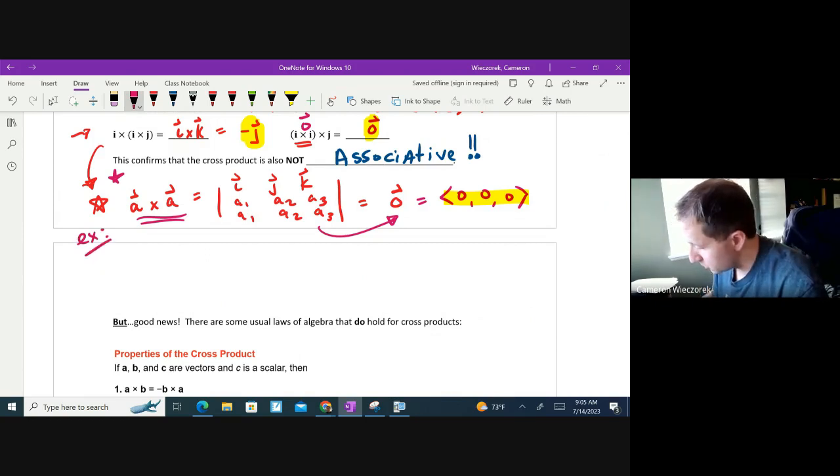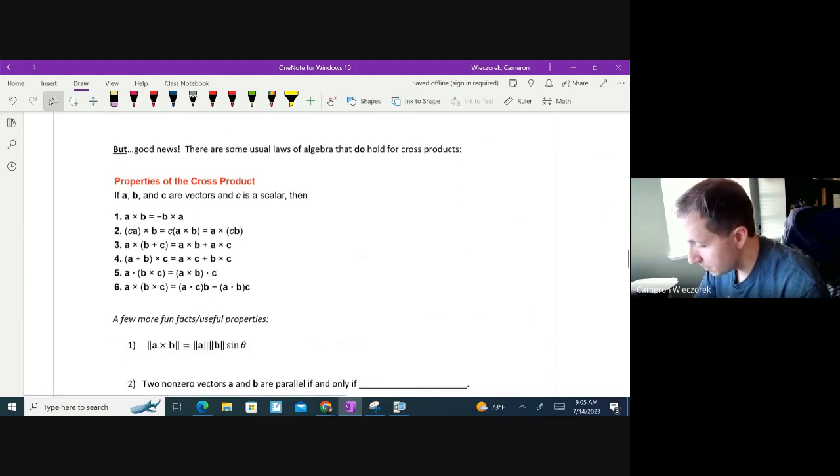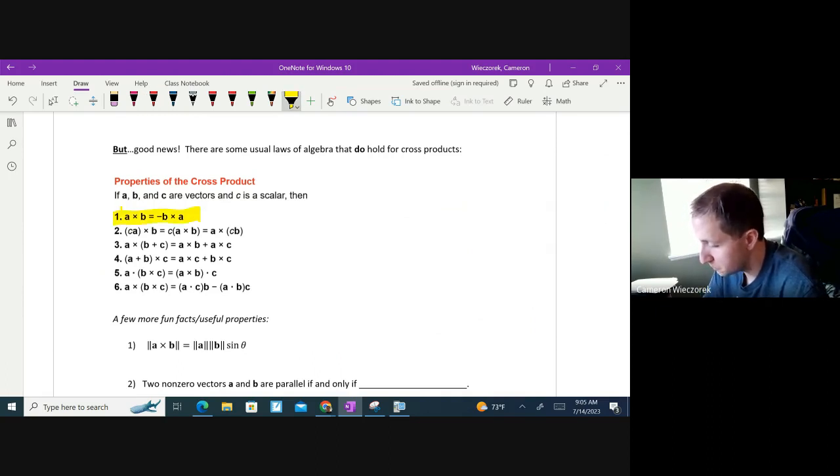There are some laws of algebra that do hold, and you can maybe pause me and read through these 6 on your own for a minute. They shouldn't be too shocking. So take a pause, look at these 6 for a minute, just so you get a little bit of information about the cross product. Okay. All right, so the first 4 I would say are probably what you would expect. It's distributive. Scalars can be moved wherever you want. This one we actually already explored on the first couple slides. The 2 that I think you're probably going to have to study the most are 5 and 6.